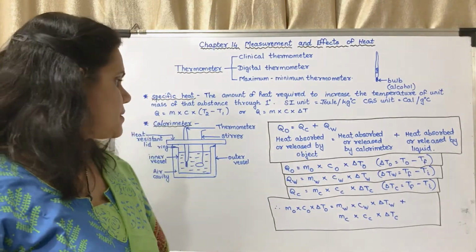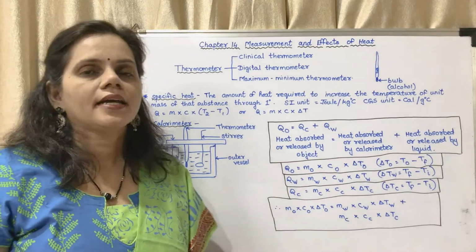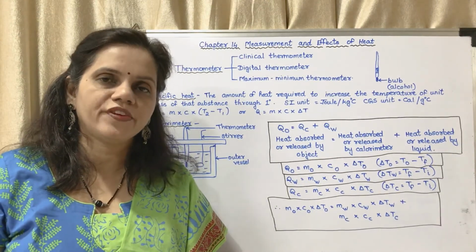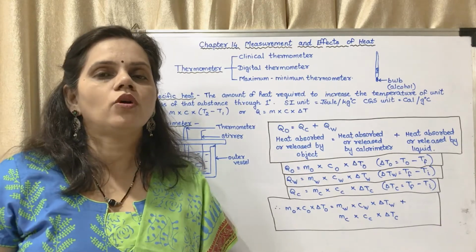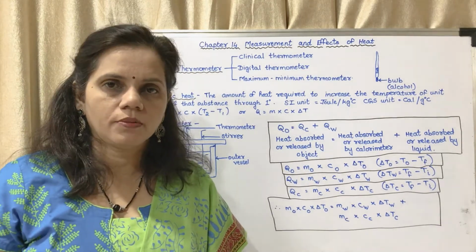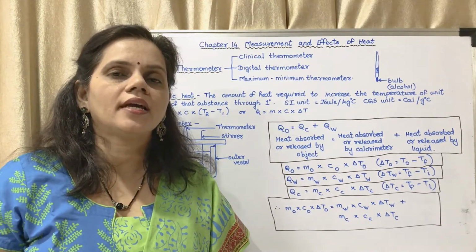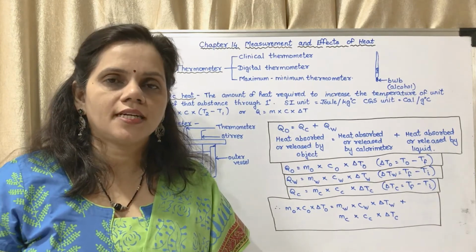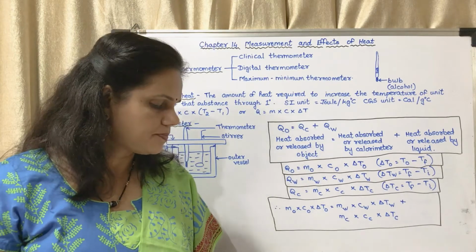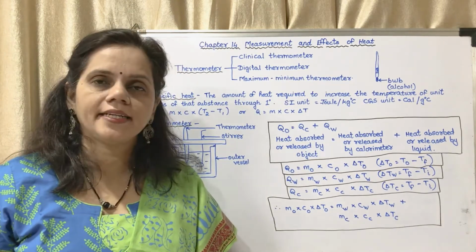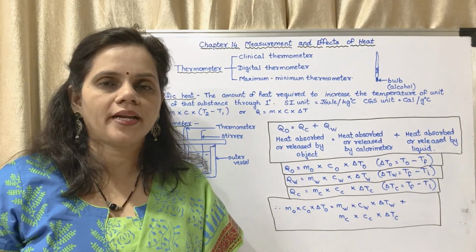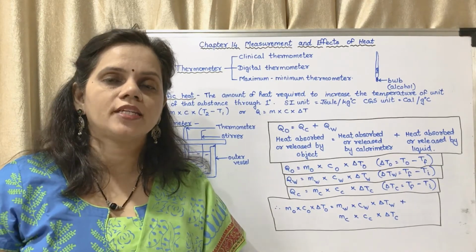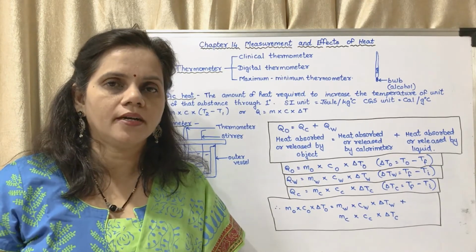Now the next is about the calorimeter. A calorimeter is an instrument which is used to measure the specific heat. If you want to measure the specific heat of a particular substance, you can use a calorimeter. First we will study the structure of the calorimeter. On page number 99, left hand side, last paragraph complete, you have to write, if you are having a question to explain the structure of the calorimeter.